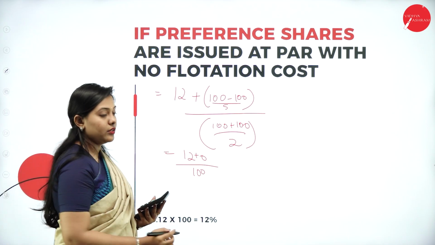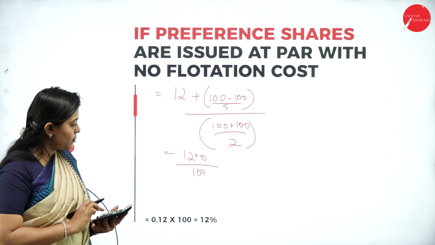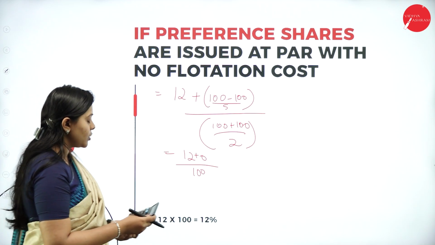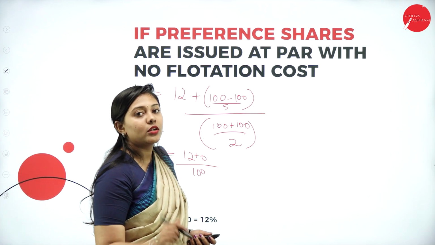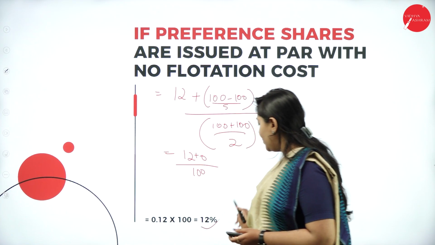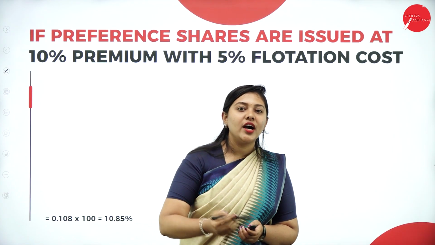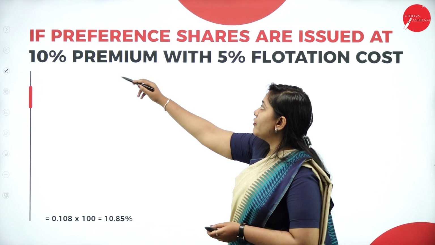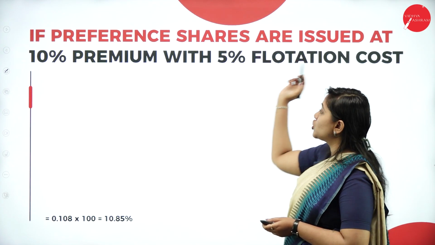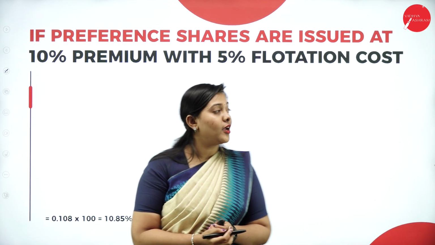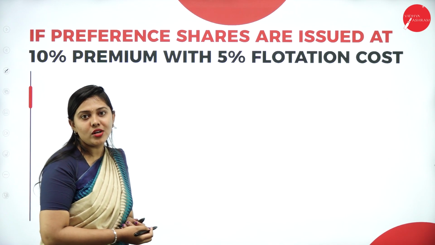It will be 100. So 12 divided by 100, the value is 0.12, or if you convert it into the percentage, it will be 12%. So now we are into case 3. If preference shares are issued at 10% premium and at a flotation cost 5%.